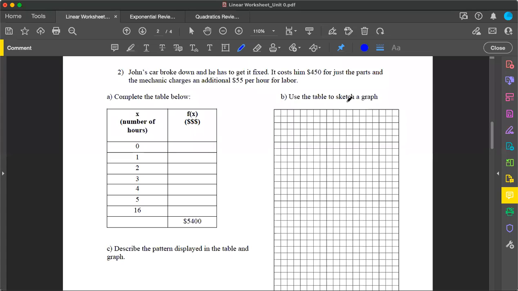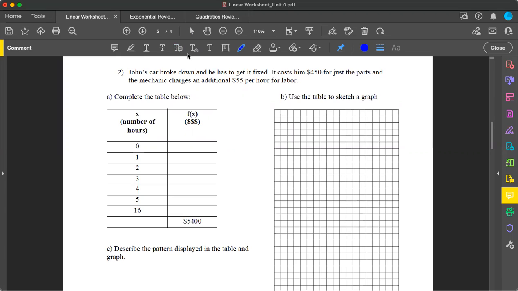Okay, next example. I skipped a few elements of the previous one, but we'll definitely hit them here. I hope that's okay with you. John's car broke down. He has to get it fixed. It costs him $450 for just the parts, and the mechanic charges an additional $55 per hour.